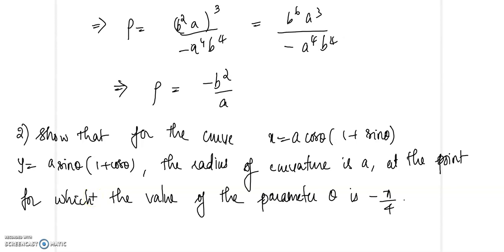Problem: to show that for the curve x equal to a cos theta into 1 plus sin theta and y equal to a sin theta into 1 plus cos theta, the radius of curvature is a at the point for which the value of parameter theta is minus pi by 4. So we need to show that at theta equal to minus pi by 4, the radius of curvature is equal to a. So let us find the derivatives.